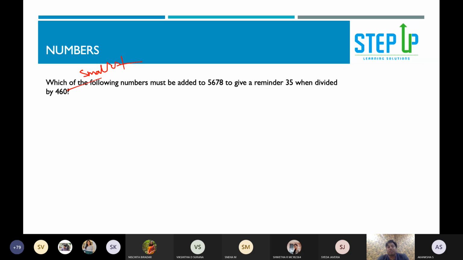So here, what is the smallest number which must be added to 5678 to give a remainder 35 when divided by 460? Your question is this. Can you give me the answer? This is another kind of question which can come in the exam.